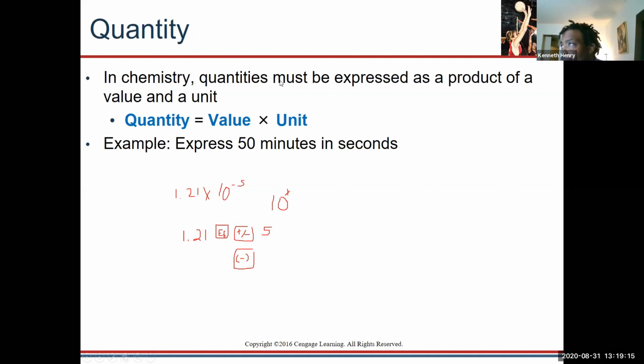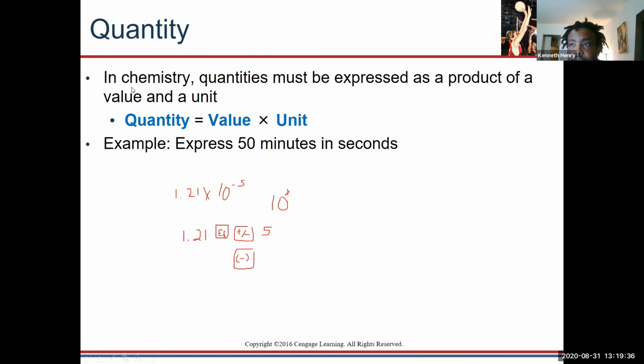Okay, so quantities are basically made up of a value and a unit, right? You can't just tell me you have 27. What does that mean? Do you have 27 wives? 27 girlfriends? 27 feet? 27 milliliters? What is it that you have? So you always want to make sure that you include the units you're working with so that we can follow the units.